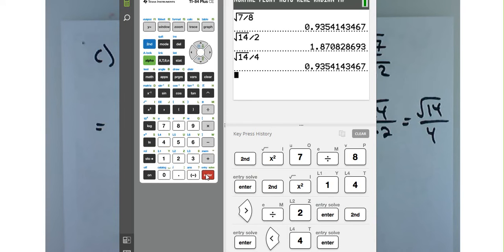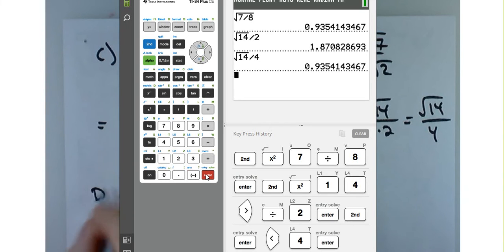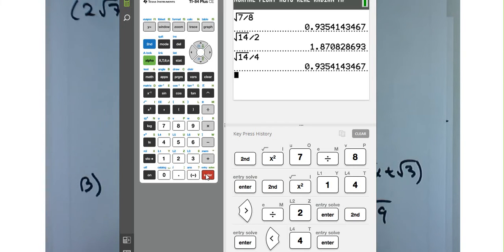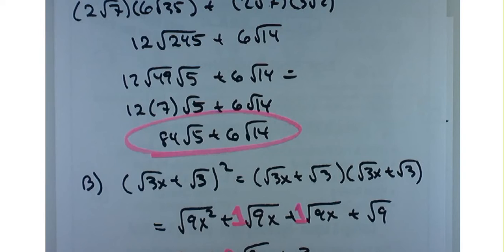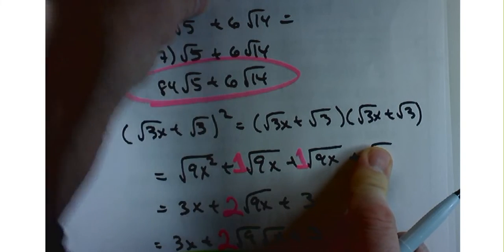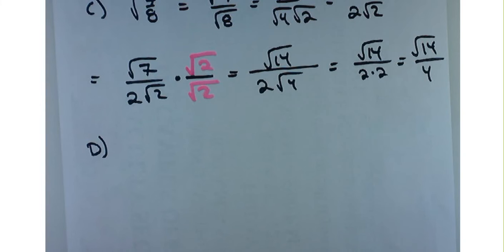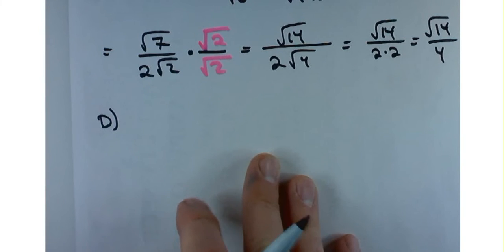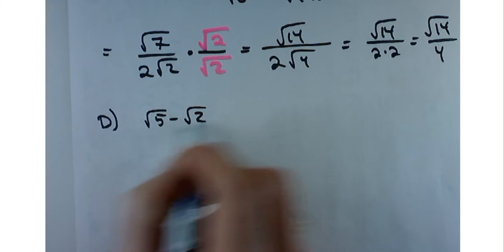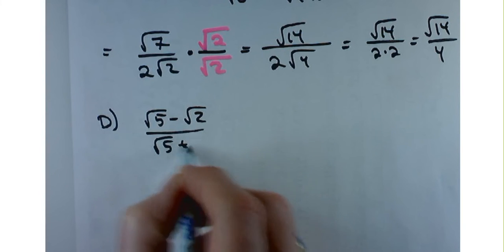One last one here, but it's a doozy. So grab a deep breath, and let's charge on for example D. Now, example D is going to require some of this kind of stuff, where we're going to have to multiply binomials together. And it's going to also require a little bit extra. So let's see what's going on with example D. Square root of 5 minus square root of 2 over square root of 5 plus square root of 2.